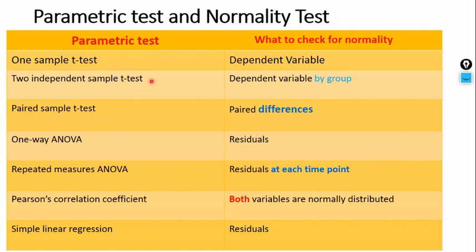But what to check for normality? In one sample t-test, what to check in normality? Normality will be checked on the dependent variable. In the case of two independent sample t-test, I will explain it in my next video, when I create a video on two independent sample t-tests. What is the meaning of dependent variable by group? Friends, normality will be checked according to the test.